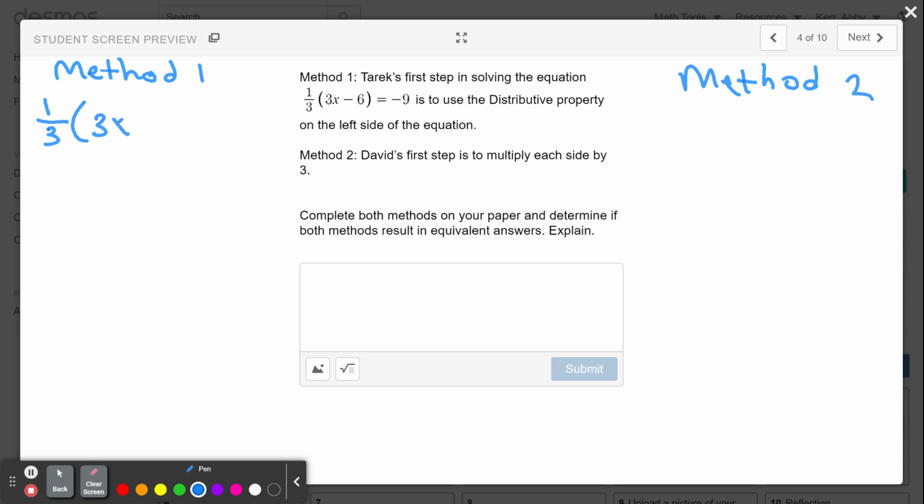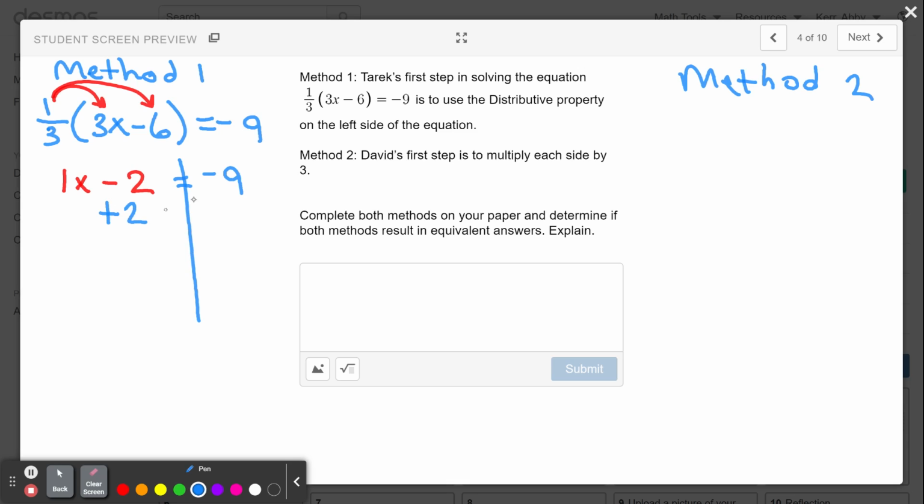Now the distributive property is only for the parentheses. So you're only going to multiply that 1/3 into the parentheses. So 1/3 times 3x is going to be 1x. 1/3 of negative 6 is going to be a minus 2. And then since there's no parentheses around the negative 9, you don't distribute. Now we're going to add 2 to both sides.